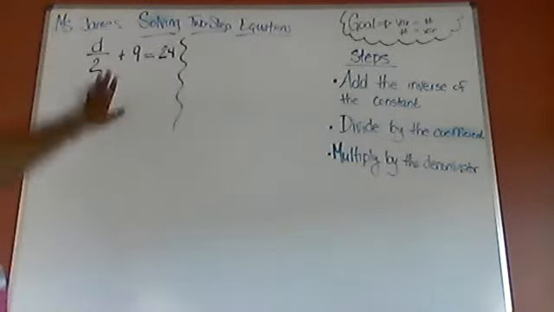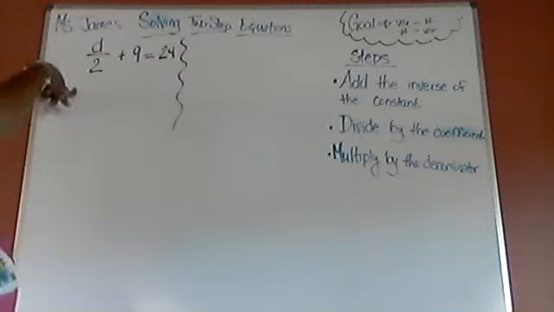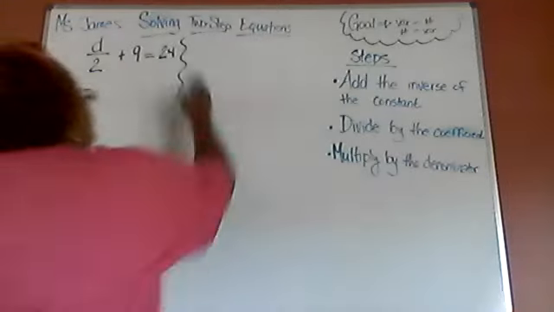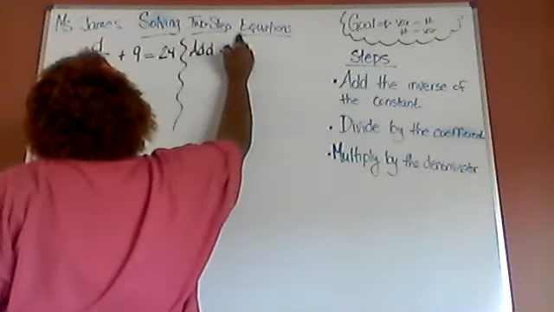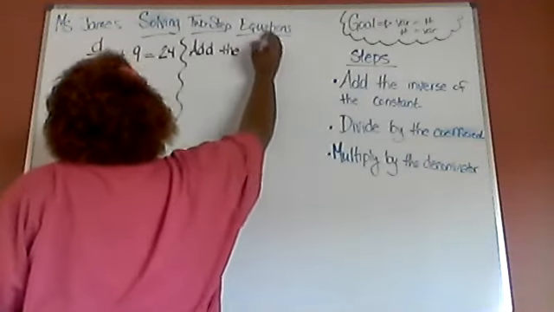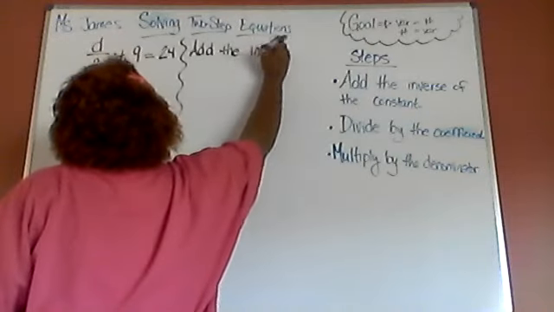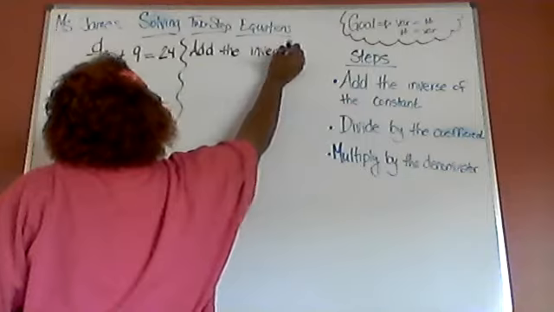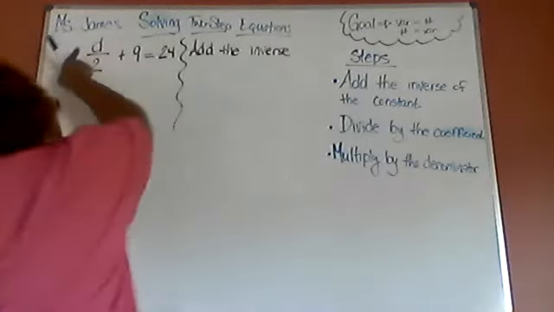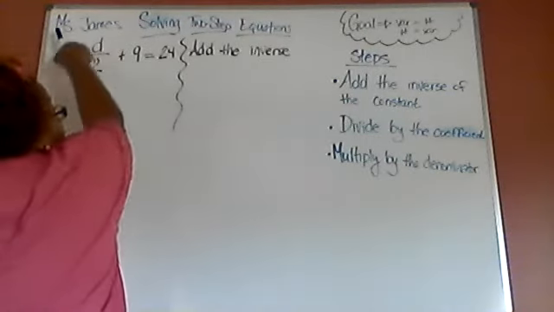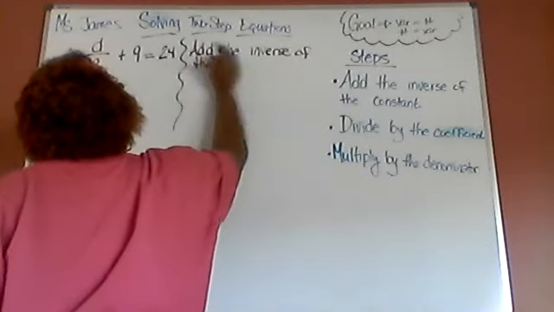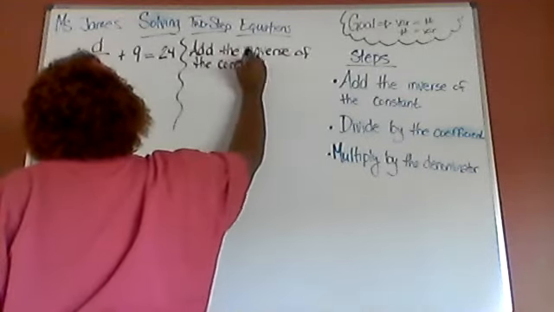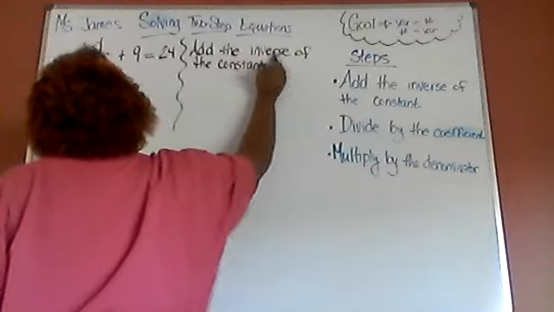So here we need to get rid of the 9 and we need to get rid of the 2. The first step we're going to do in a two-step equation is add the inverse of the constant. Which constant are we talking about? Are we talking about the 9 or the 24? I hope you said 9 because 9 is on the same side of the equation as a variable. So we're going to add the inverse of the constant, 9.